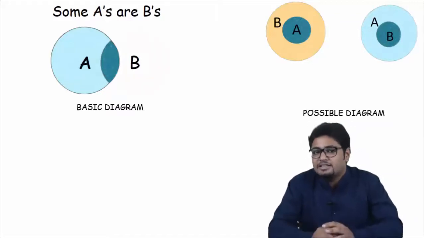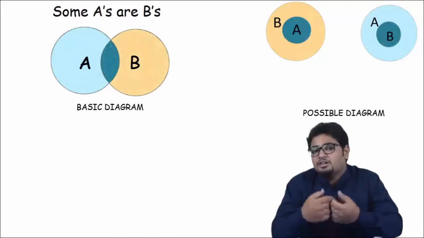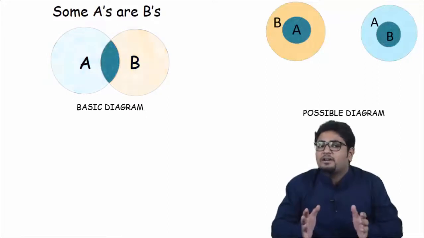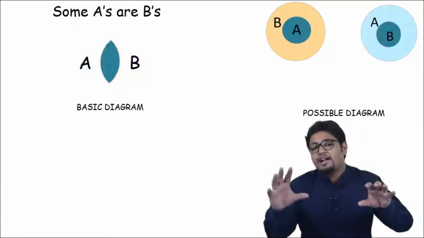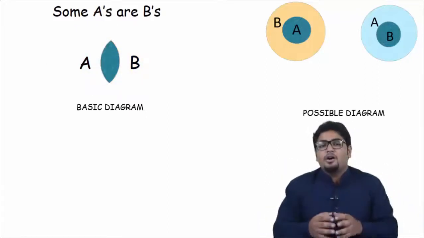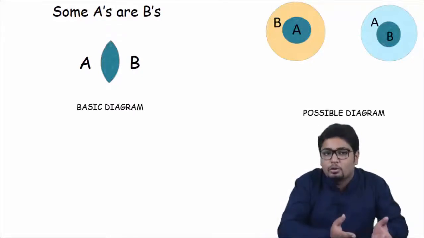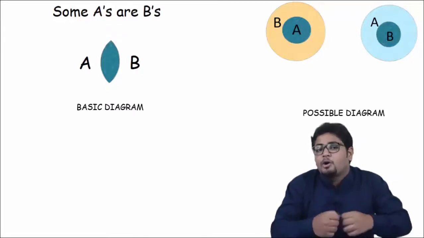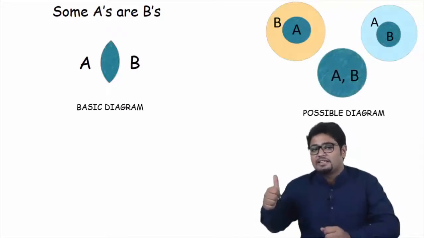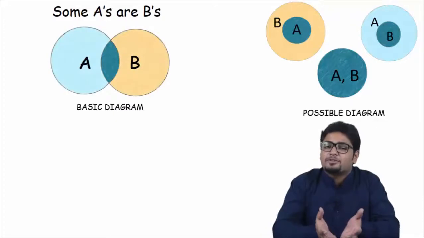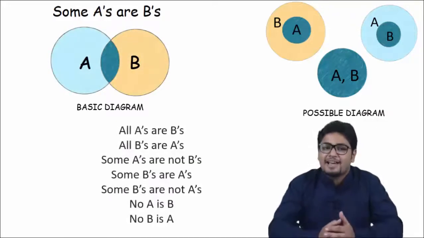For the third case, we will try to combine the first two cases. Assume that there are no elements in only A as well as only B. All the elements are present in the region which is common to both. For this, the possible diagram will be this. Let's look at different types of conclusions for this premise as well.